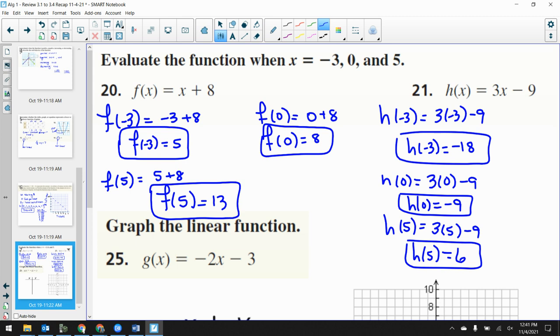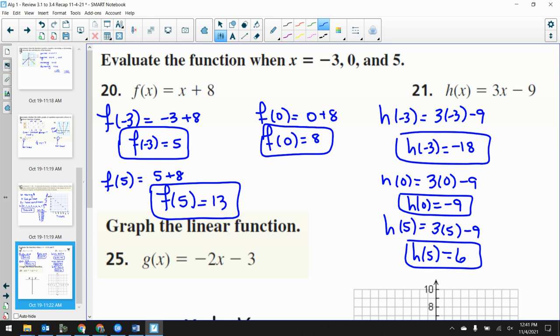Slope-intercept form. The slope is negative 2, the y-intercept is negative 3. Should we be using those 5 points, negative 2, negative 1, 0, 1, 2? No, we don't need to do that because we know better now. Back on the 3.1 to 3.4 quiz, we didn't know that yet. We didn't learn that yet, so we were stuck using negative 2, negative 1, 0, 1, 2. But now that we've learned that, we can just use the slope and the intercept.